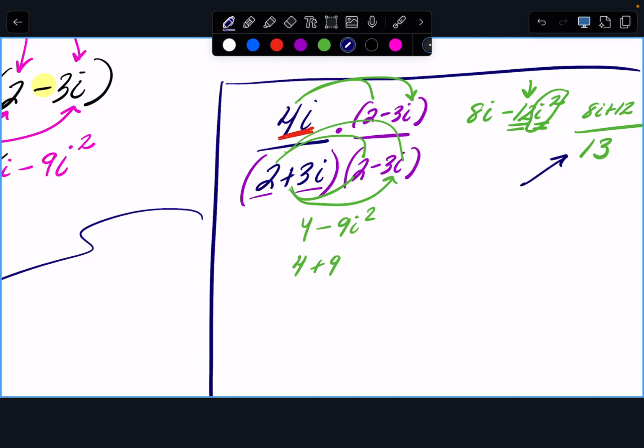Now we would split it up. So you would do 8/13 i plus 12/13. See, I just split up the top from the bottom. 8/13 doesn't simplify, 12/13 doesn't simplify. Then we write a plus bi, so 12/13 plus 8/13 i.